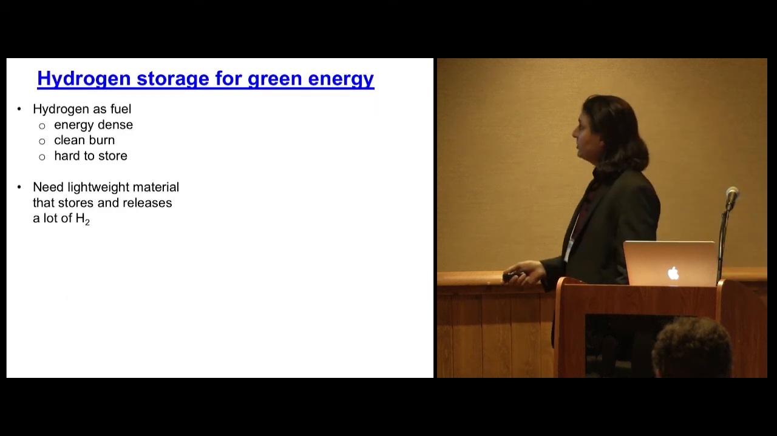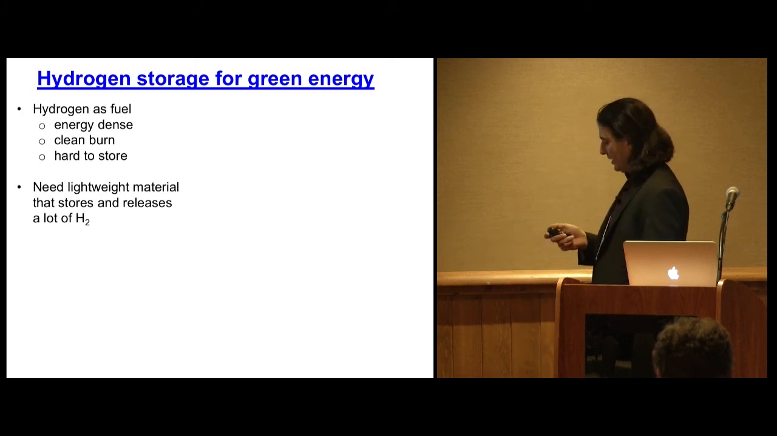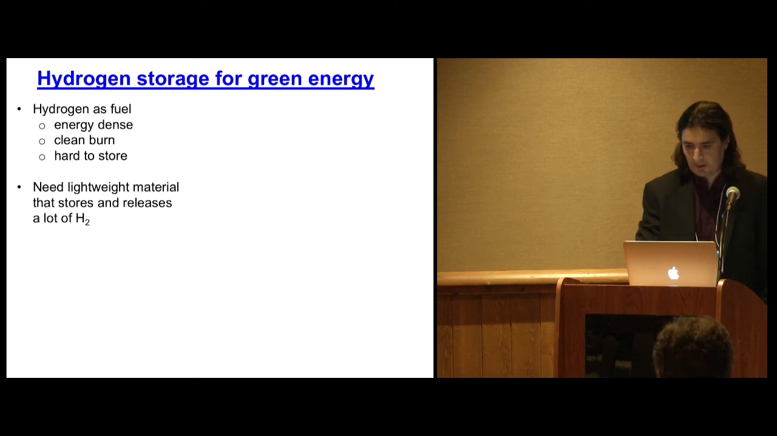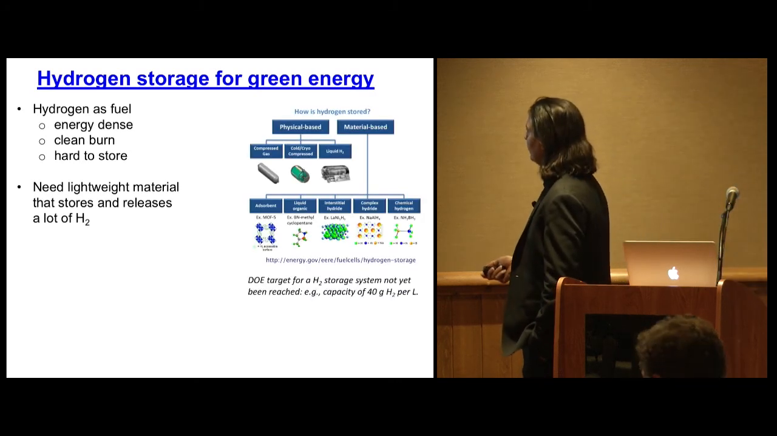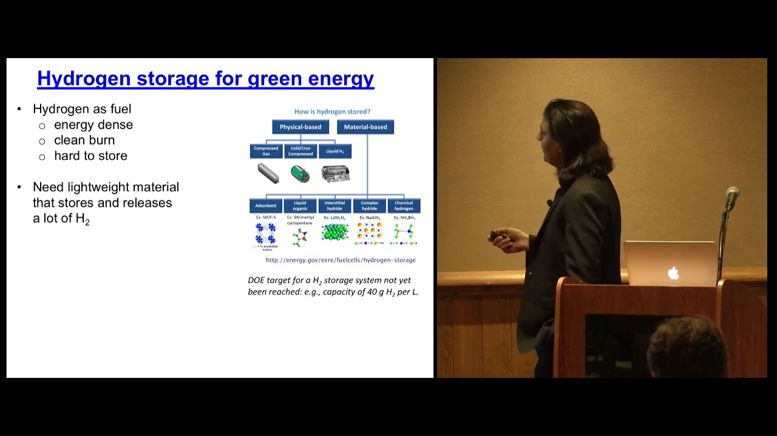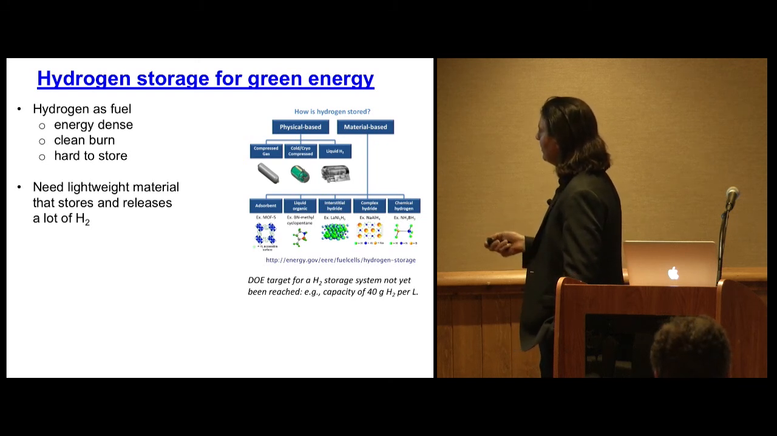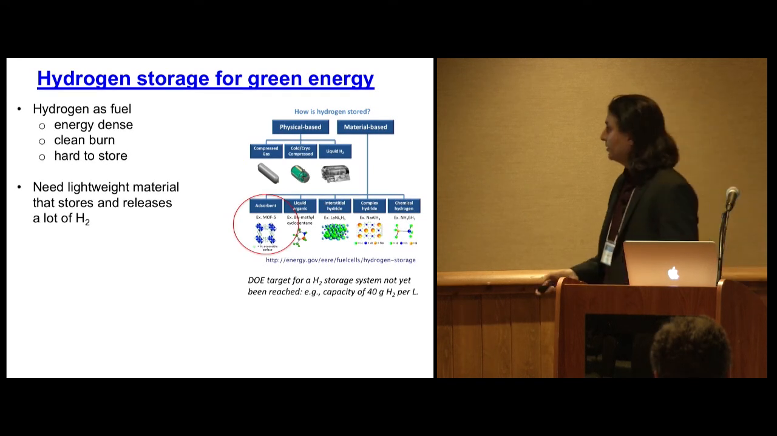All right, so hydrogen, that is the gas, H2, is a candidate for green energy because it's energy dense, it burns cleanly into water, but it is hard to store because it's a gas. So a lot of effort has gone into thinking about this. This is the DOE's kind of a roadmap for that. There's physics-based methods, so you squeeze it or compress it or liquefy it. Then there's materials-based, so you store it in a material, lots of different materials. One of them is called a metal organic framework.